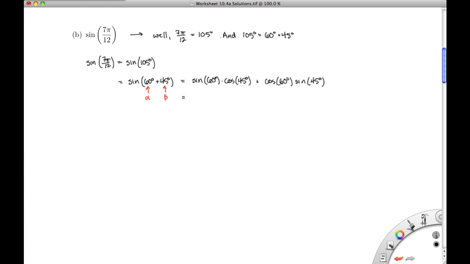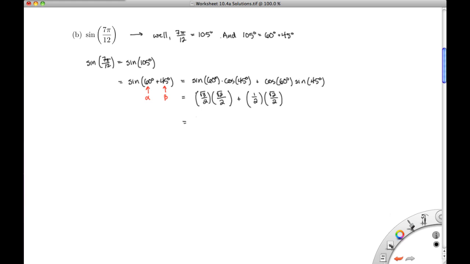So now we find the values of these four trig functions at the given angles. Sine of 60 is going to be the square root of 3 divided by 2. Cosine of 45 is going to be the square root of 2 divided by 2. Plus cosine of 60 is 1/2. And then the sine of 45 is root 2 divided by 2.